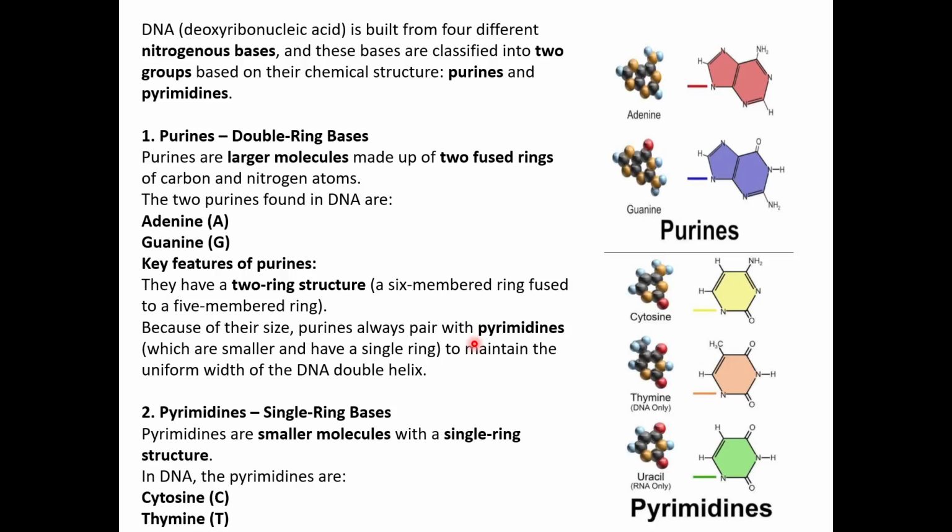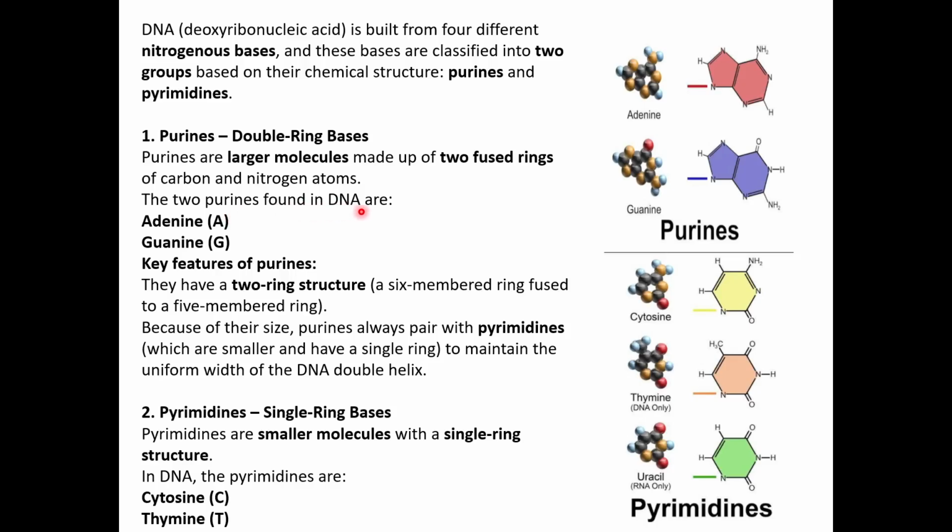DNA is built from four different nitrogen bases. These bases are classified into two groups. Like I said, purines and pyrimidines. So the purines are double ringed structures, and purines are larger molecules made up of two fused rings. You can see this is the major ring and this is another ring. And these rings are made up of carbon and nitrogen atoms.